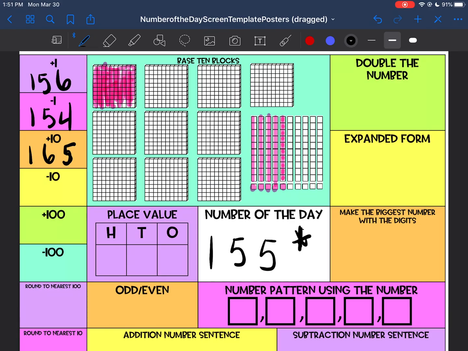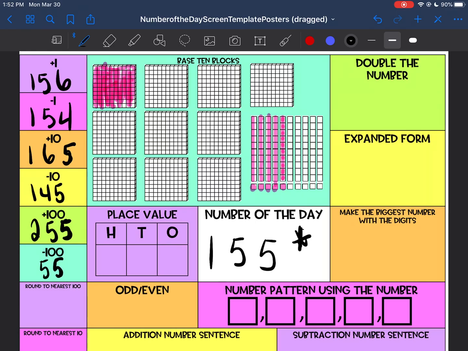What is 10 less than 155? I'm taking 10 away. What is 100 more? I'm adding 100 to 155. 255. What is 100 less? What happens when I take 100 away? I'm left with just 55.